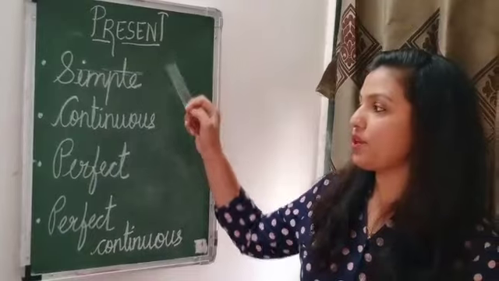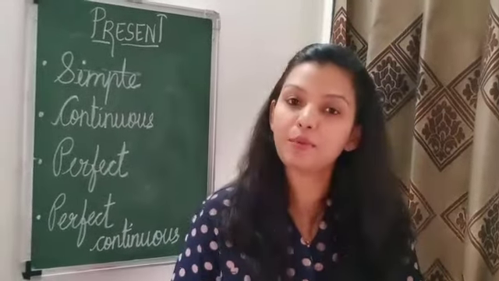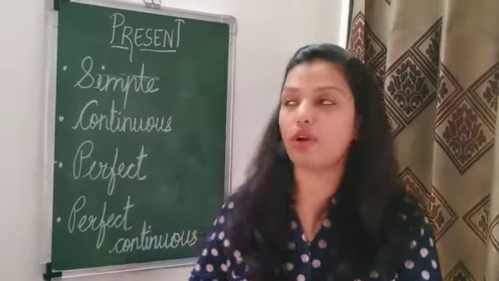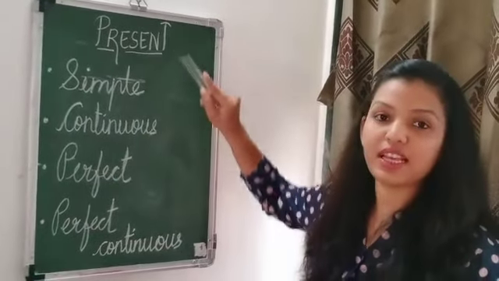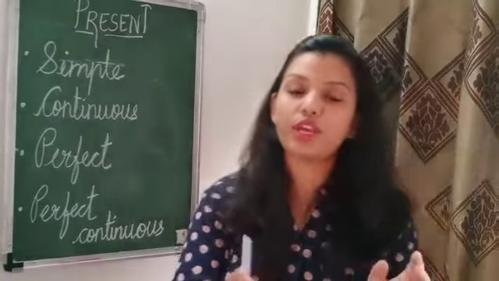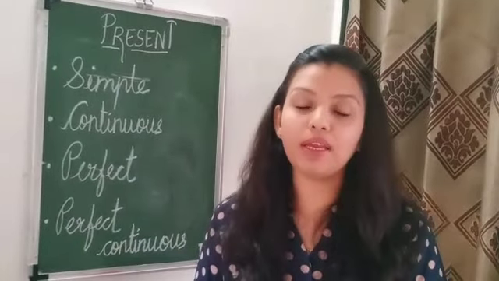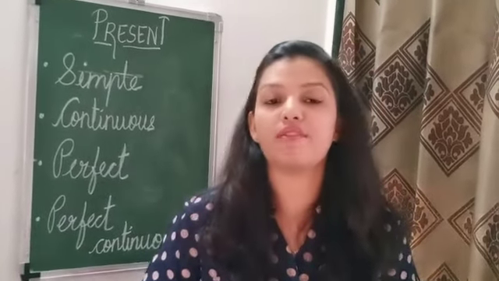Now we will see present continuous tense. Present continuous tense says that at present something is going on. At present something is continuously going on. So he is experiencing chest pain. That means right now the patient is having chest pain.